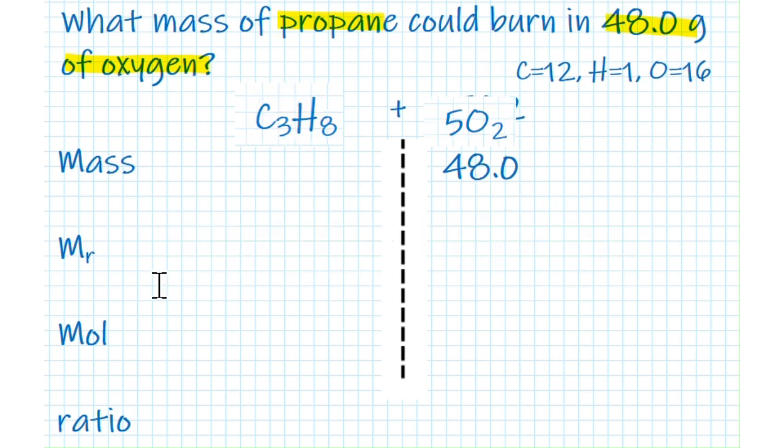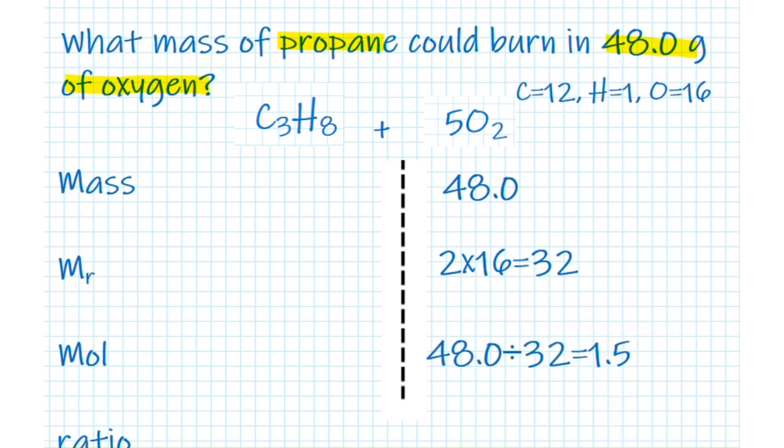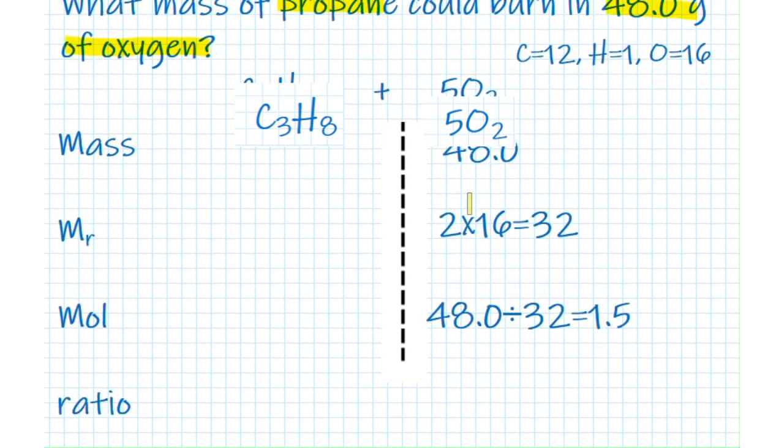So we set up our table with the mass, Mr, mole, ratio down the left-hand side and the known and the unknown at the top. And start to fill in the details, sub in from the question. So the first one that goes in is the 48 grams of oxygen. The Mr of oxygen, well, that's 2 times 16 equals 32, because remember it's O2. For the moles of oxygen, we use our formula triangle, cover up the moles, and it's the mass divided by the Mr. 48 divided by 32, 1.5 moles of oxygen.